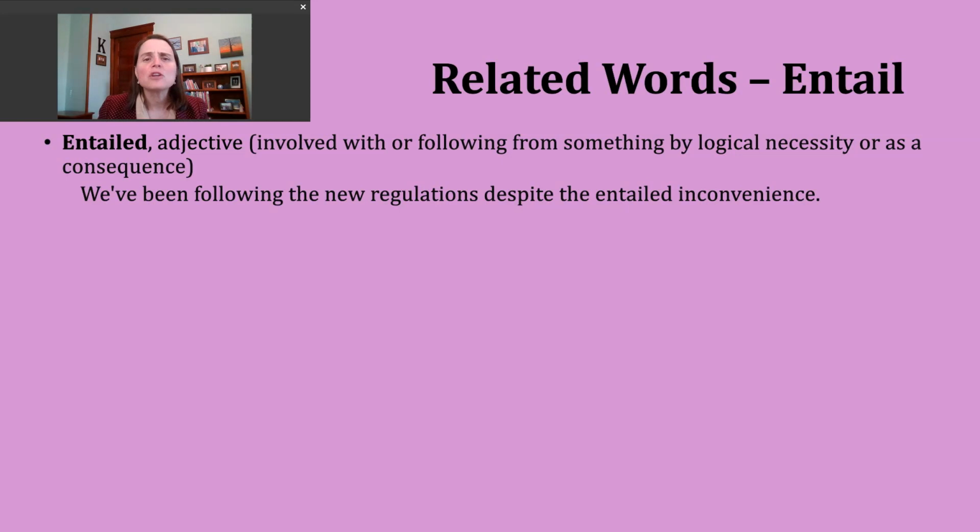We've been following the new regulations despite the entailed inconvenience. Regulation is another word for rules. So here someone is saying we are following the rules, right? But connected to following those rules are more inconveniences. Maybe something takes longer or there's more steps, right? So it's included or it's following from those particular rules.